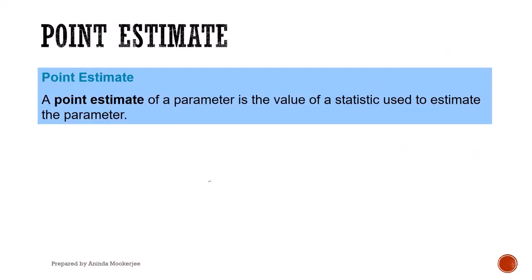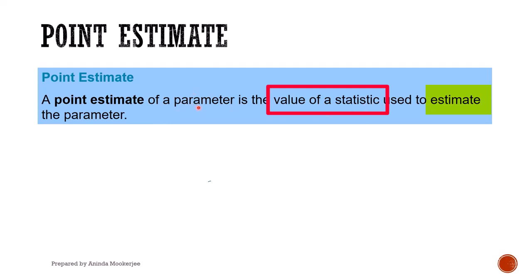Before we go into learning about how to find confidence intervals in statistics, let's get familiar with a terminology called a point estimate. Now, the definition here says a point estimate of a parameter is the value of a statistic used to estimate the parameter. Let's stop here a little bit to recall what parameter is versus what a statistic is.